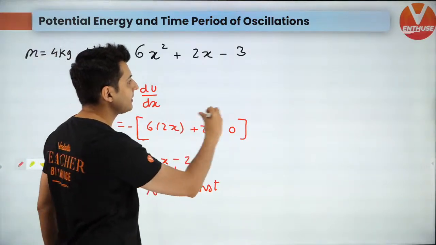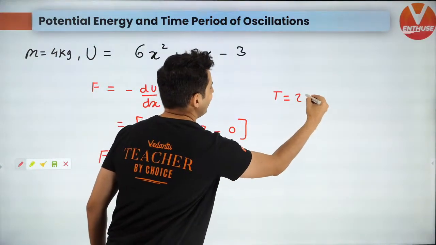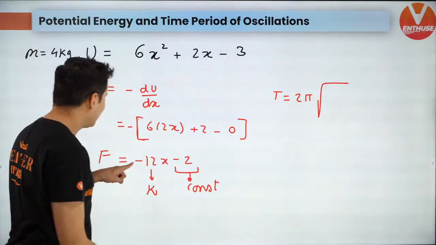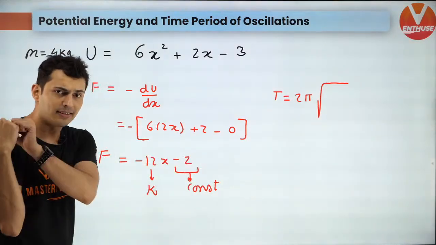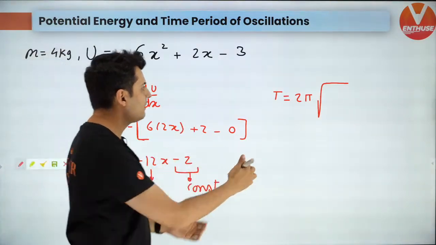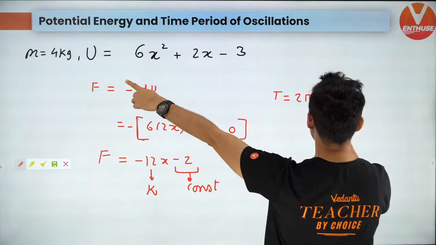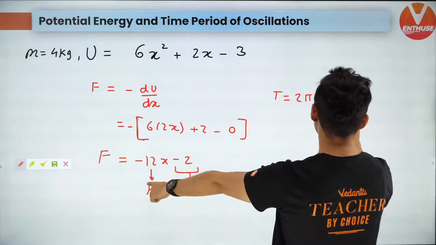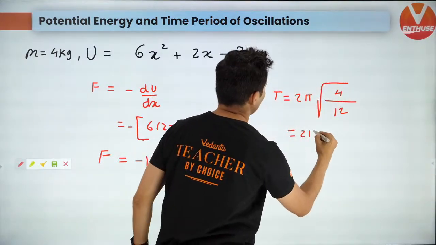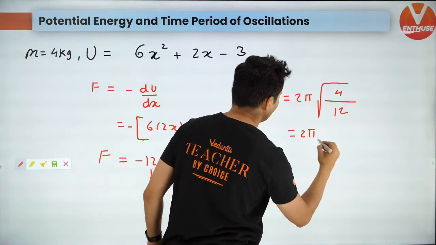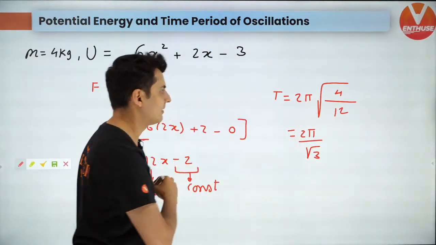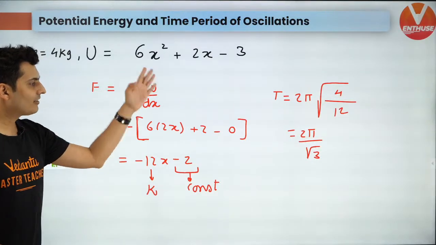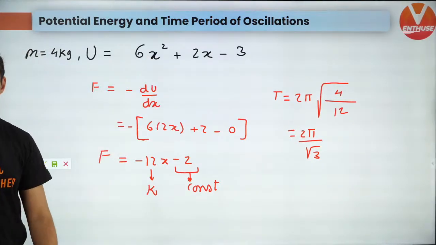That means I can immediately find the time period. This minus sign just denotes that the force is restoring in nature. So time period will be 2 pi under root m by k. M is 4, K is 12. So that means it will be 2 pi root 4 by 12, guys, which is 1 by 3. So it will be 2 pi by root 3 seconds. So guys, this is how you find time period using energy.